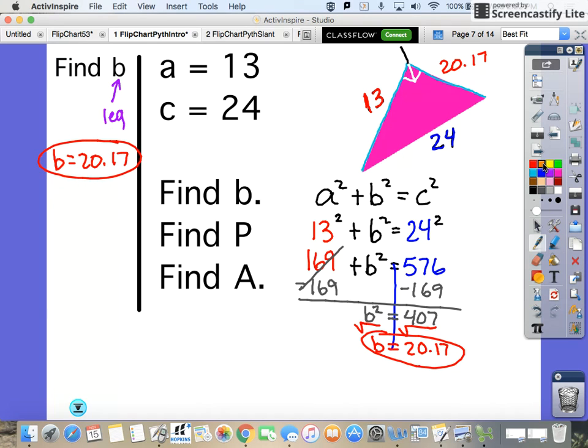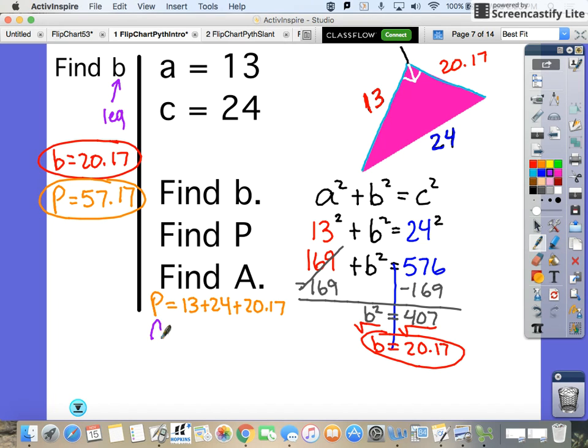Now we have to find P, which is perimeter. Again, we add up all the outside. So 13 plus 24 plus 20.17. And we get P equals 57.17.